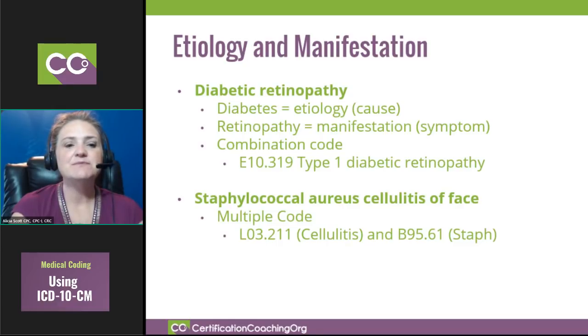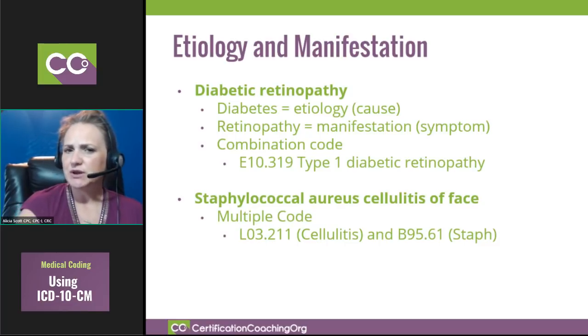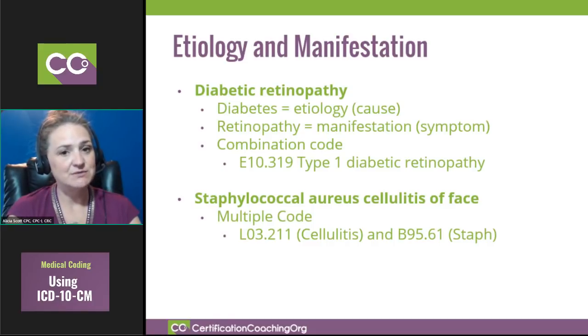Diabetic retinopathy, that's the etiology and the manifestation. So what code would we use? We would use E10.319. Now, E10 is type 1 diabetes. E11 is type 2 diabetes. What would be a good way to remember that? Well, E10 only has one 1 in it, so it's type 1, and E11 has two 1s, so it's type 2. Maybe that would be a good way? I don't know. You can come up with a way. Let us know in the chat.